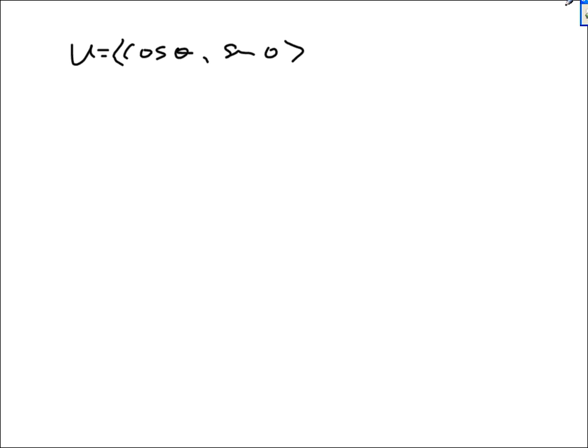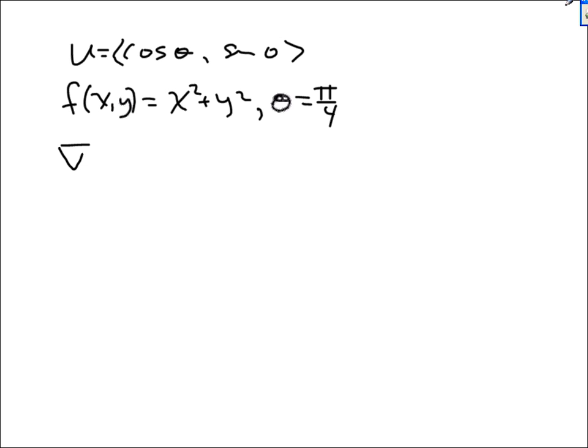And they tell us that f of xy is x squared plus y squared, and that the angle they would like us to use is pi over 4. They're not really giving us a point. Alright, so we need to find the gradient. The gradient of f of xy.